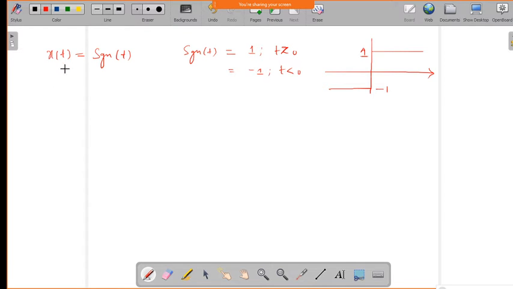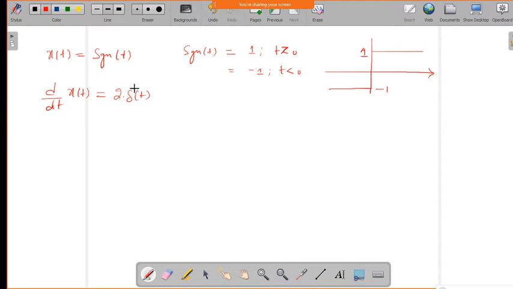Now how to find out? So just differentiate this one. If you differentiate it, you will get the impulse function for this. Using the differentiation property on both sides, you will get 2 into del of t. So this will give an impulse function after differentiation.